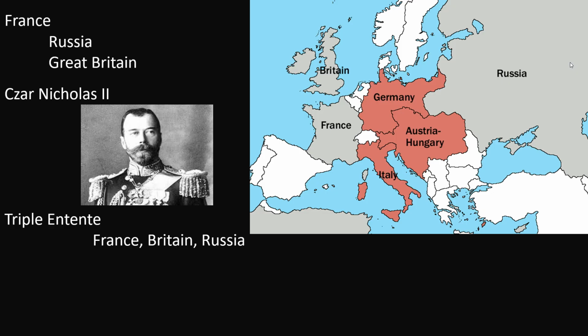It's actually more of a friendly understanding. It wasn't a huge military alliance, but when Germany saw it, Germany saw this as a huge threat because Germany was surrounded east and west by this alliance. So Germany's not happy with this alliance at all.